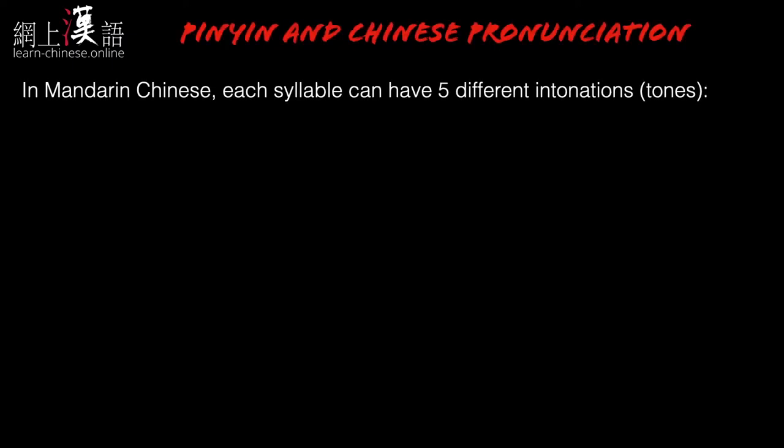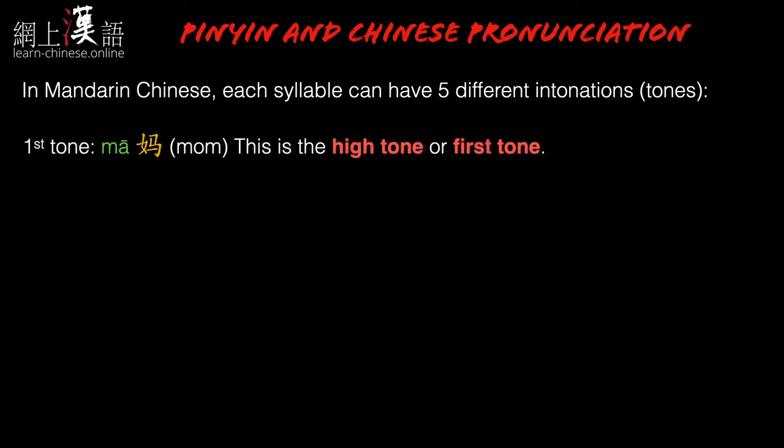Pinyin and Mandarin Chinese pronunciation. In Mandarin Chinese, each syllable can have four different intonations, called tones, or no intonation. We speak about the four tones of Mandarin Chinese. The first tone is pronounced on a high pitch, ma, which means mum. It is called the high tone, or the first tone.